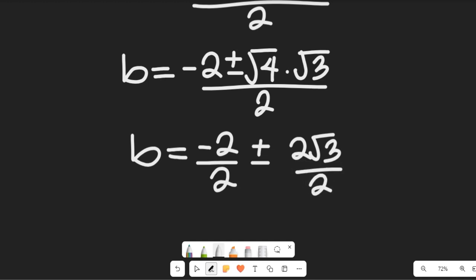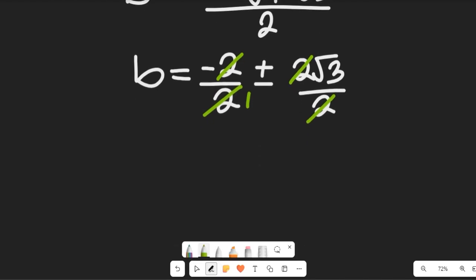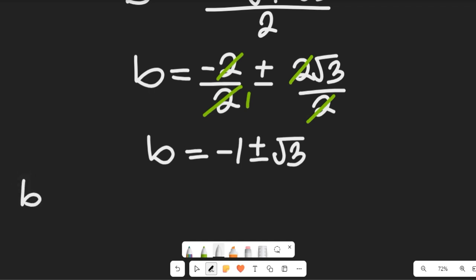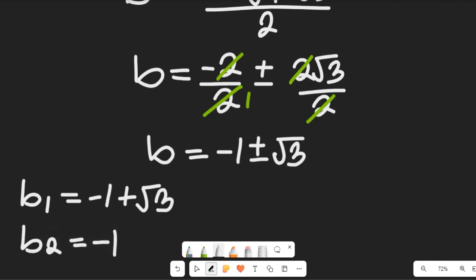divided by 2. So from this expression, 2 will divide 2 to give us 1, and then we'll have 2 clearing 2, and then that expression, the value for B, will be equal to minus 1 plus or minus root 3. So the value of our B, if we take this to become B1, B1 will be equal to negative 1 plus root 3, and then we'll have our B2 to be equal to negative 1 minus root 3.